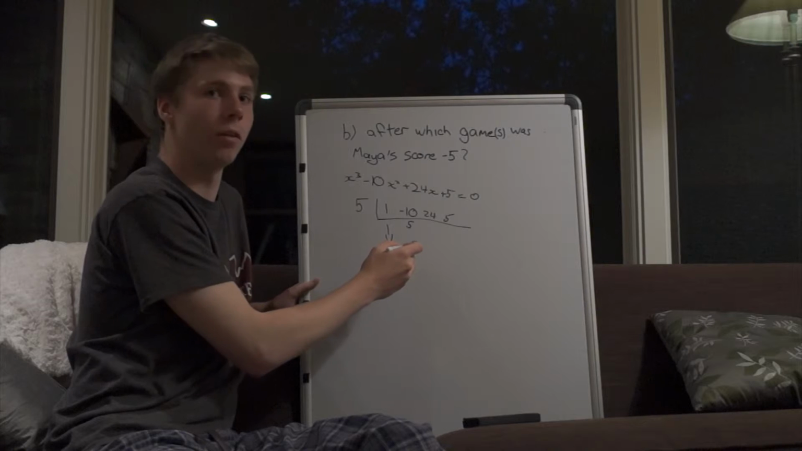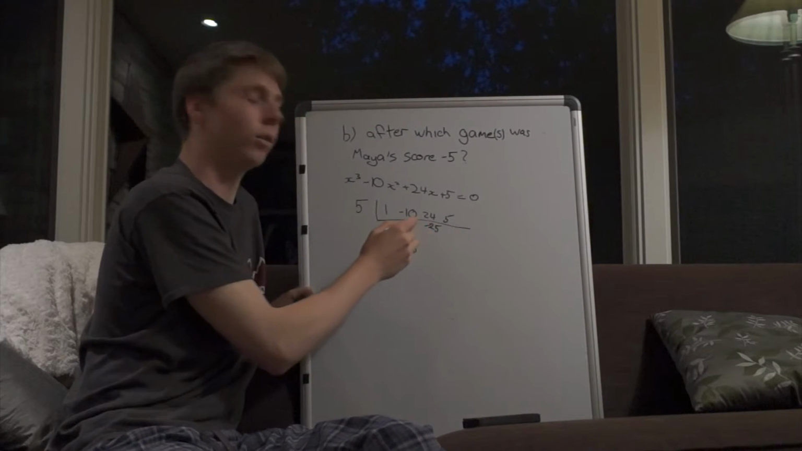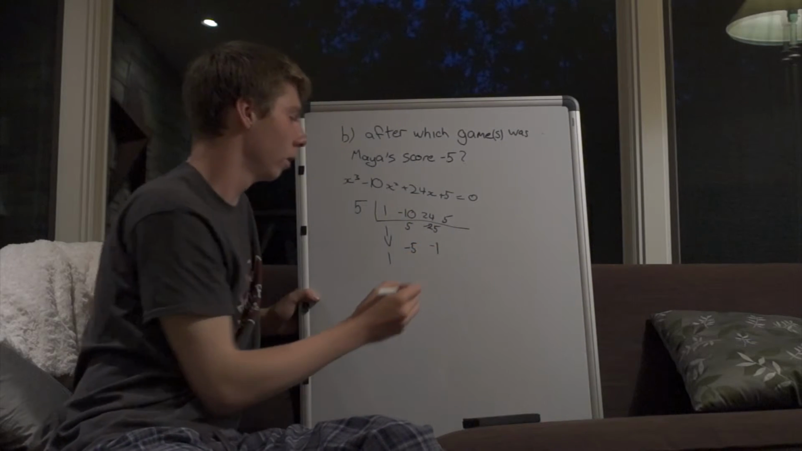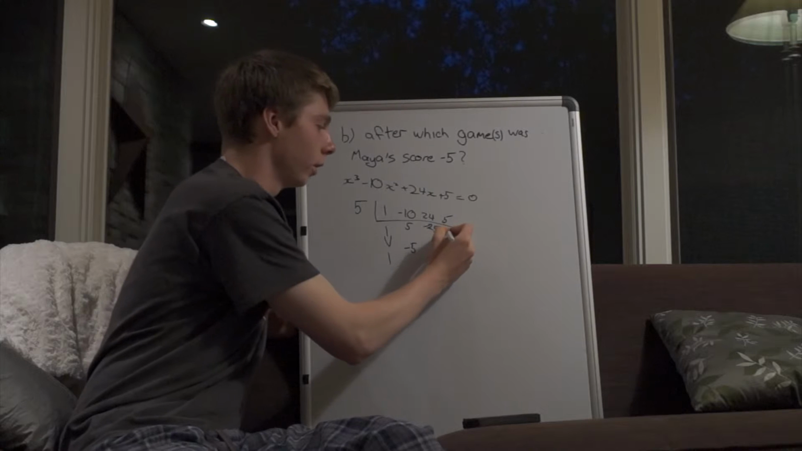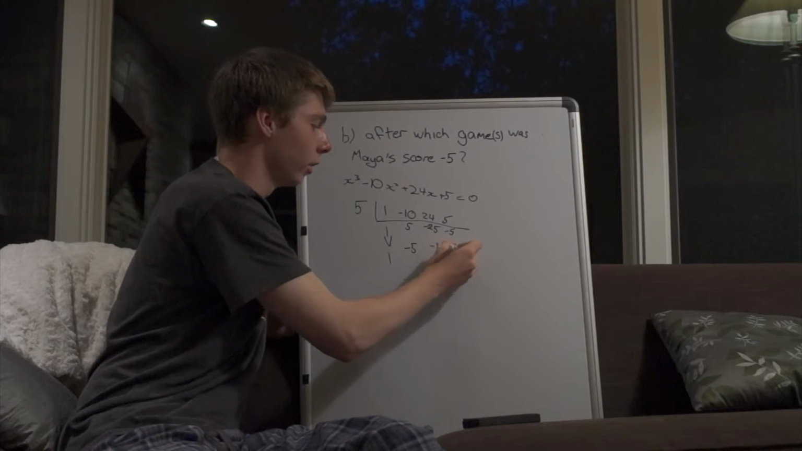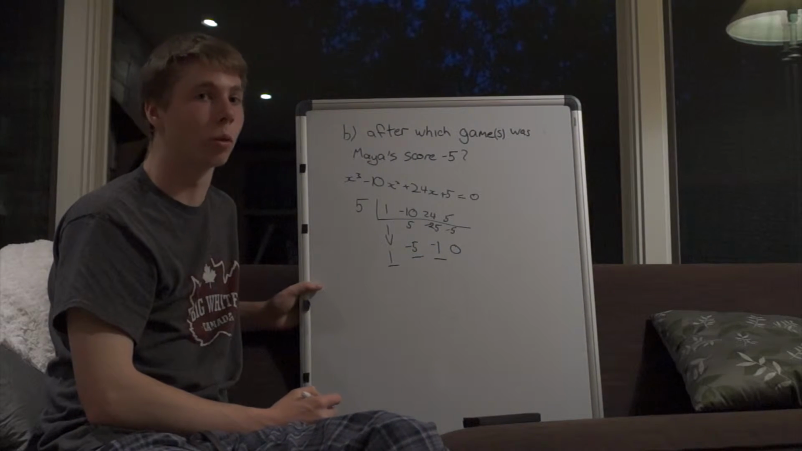5 times negative 5 is negative 25. Add negative 25 to 24 gives you negative 1. 5 times negative 1 is negative 5. 5 plus negative 5 is 0. We can then take these three numbers, and that gives us our quadratic.